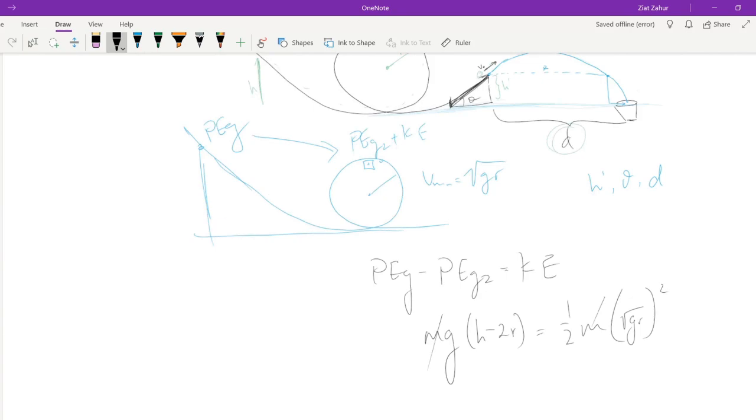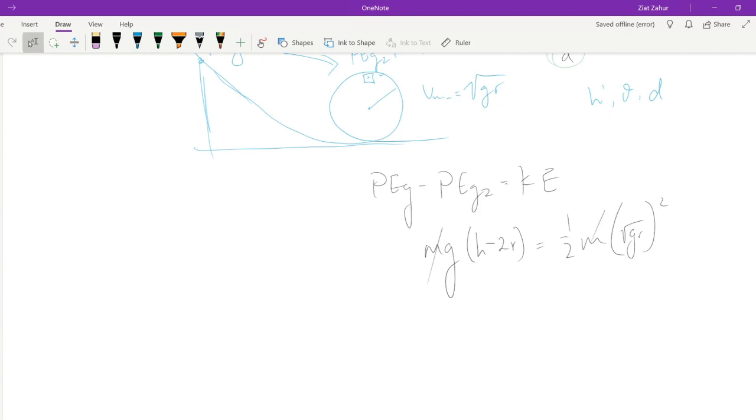Okay, the m's go away. Since you square it, the square root goes away. There's g on both sides, so the g's go away. So you have h minus 2r is equal to 1/2 r. All right, and then go ahead and add 2r to both sides. h is equal to 2.5 r.